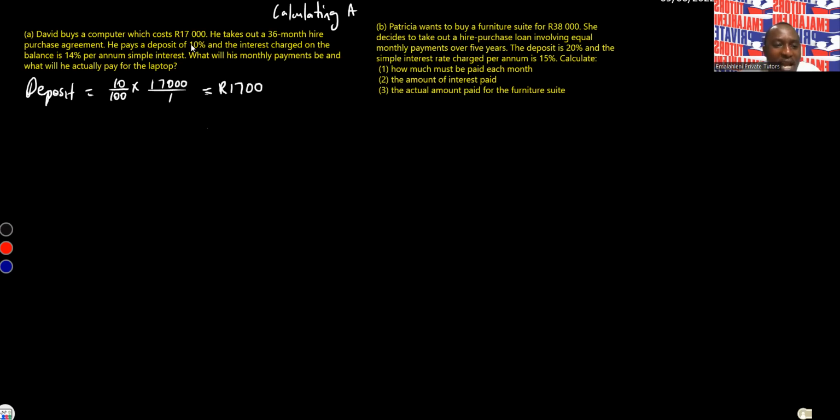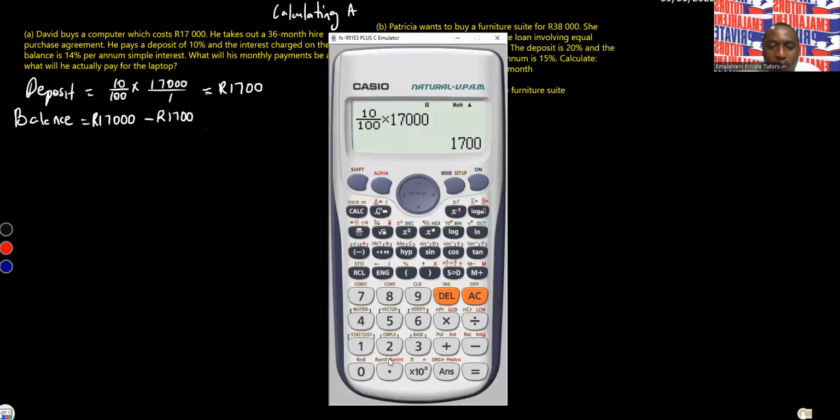So it means that the balance now, how much is left? Because he paid that amount, 1,700, from 17,000. So it's going to be 17,000 minus 1,700. Then what do we get there? We get 15,300.